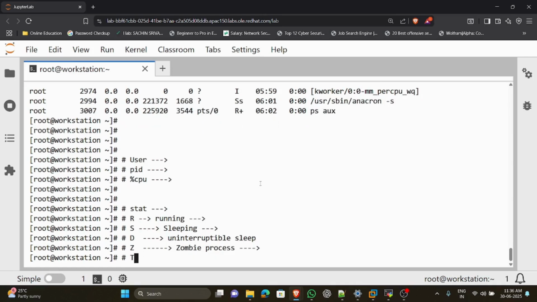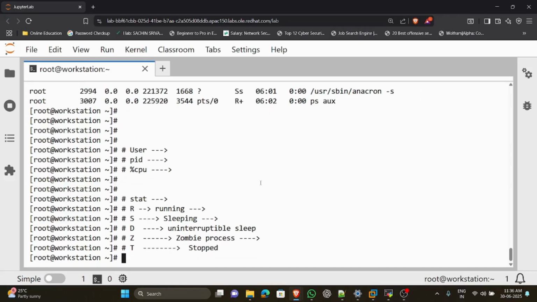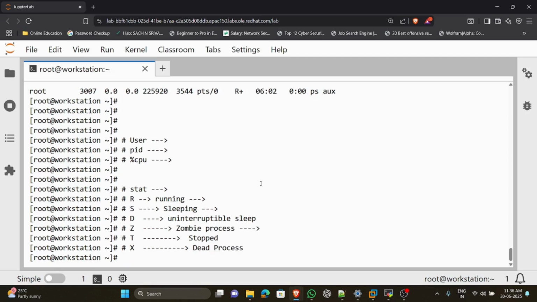After it, there is T, T for stopped. Then X, X for dead process. So like that, there are multiple states. With that state, you have to understand about the process, in which state it is.